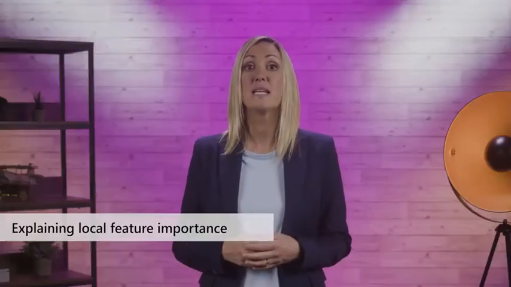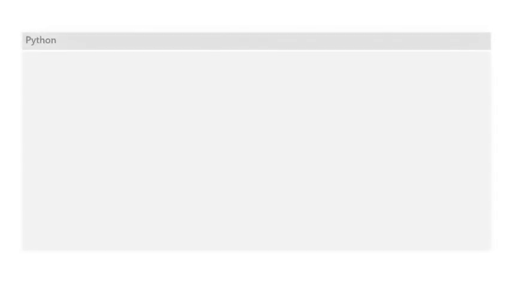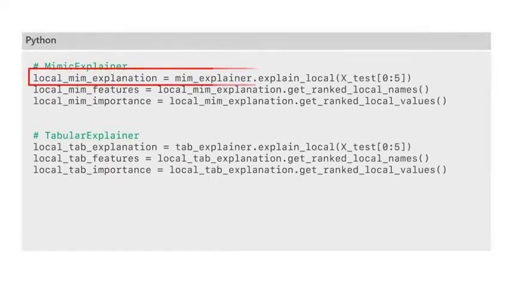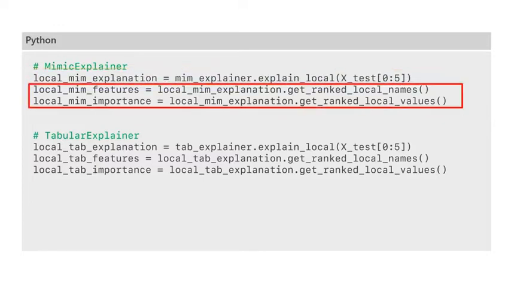Finally, let's look at explaining local feature importance. To retrieve local feature importance from a mimic explainer or a tabular explainer, you must call the explain local method of your explainer, specifying the subset of cases you want to explain. Then you can use the get ranked local names and get ranked local values methods to retrieve dictionaries of the feature names and importance values ranked by importance. It's important to note that the code is the same for mimic explainer and tabular explainer. The PFI explainer doesn't support local feature importance explanations.